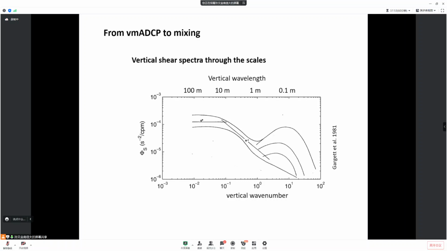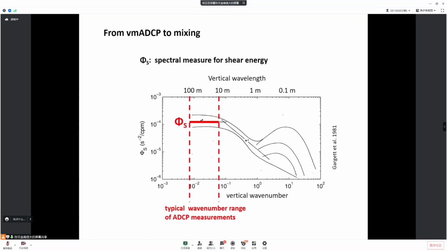So we have a wide range in the fine scale range. From here, it's from 100 meters to 10 meters. Then we have a roll-off, and on the very small scales, that's the turbulence range. And with the ADCP, we are in the lucky situation that we see the white, the flat part of the spectrum. So the typical wave number range of our ADCP velocity data in the vertical is about the very convenient range here.